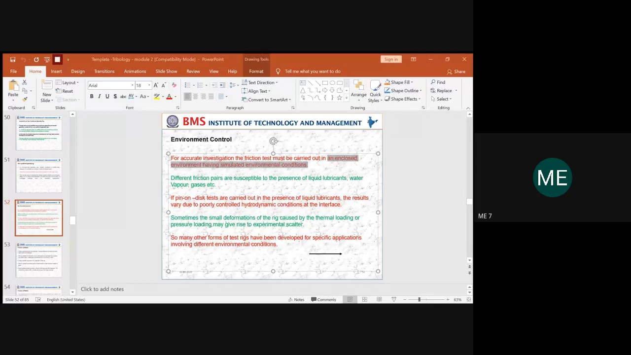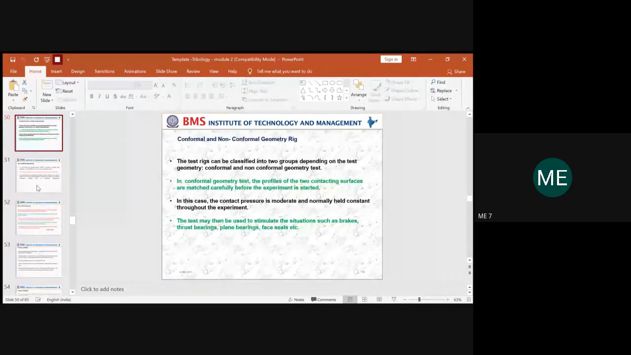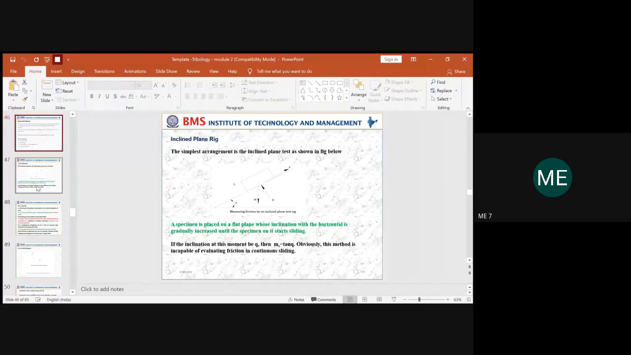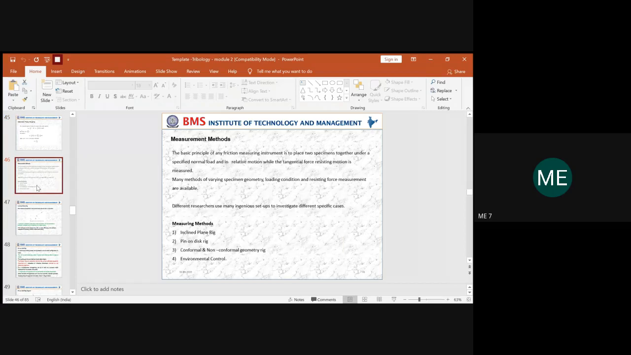So good afternoon everyone and welcome back to the class on Tribo. If we remember, in the last session we had started with the theory of friction. And we also discussed different measuring methods for friction. In the previous class we were dealing with the deformation theory, and in the last class we started with the measuring methods available to measure friction.